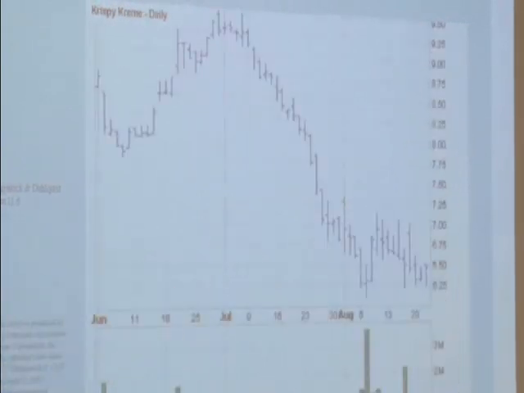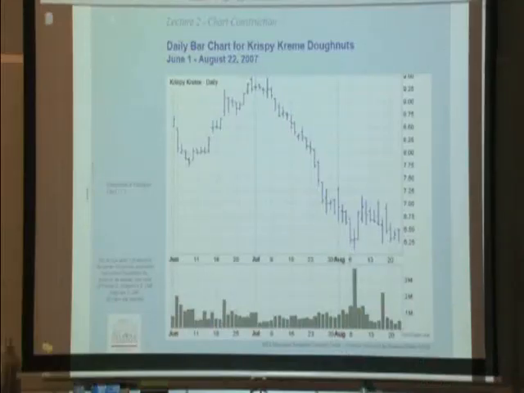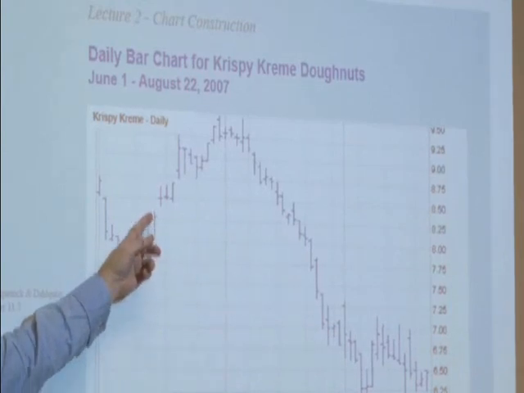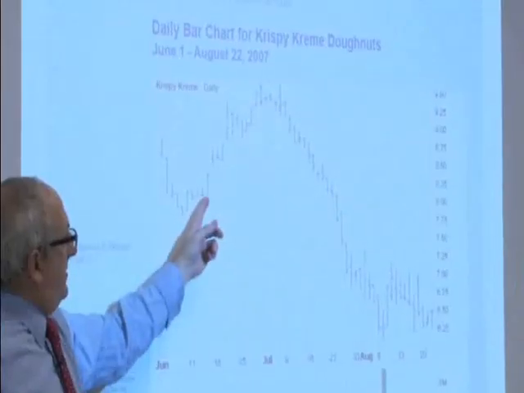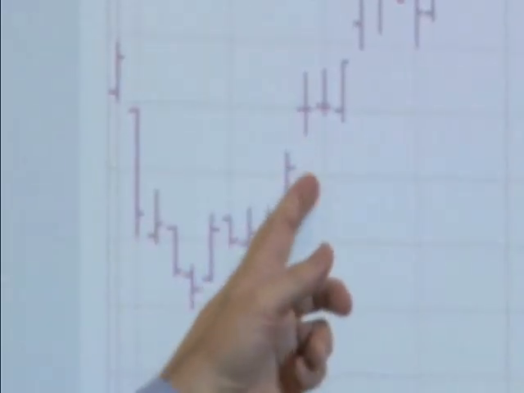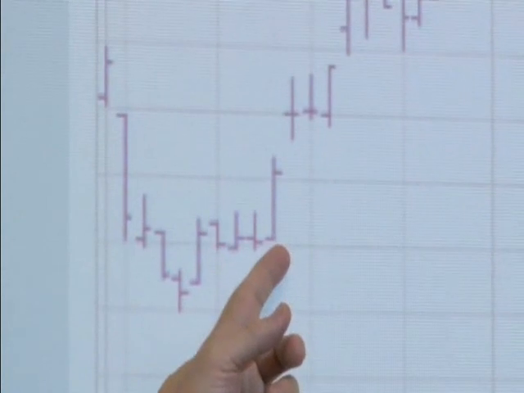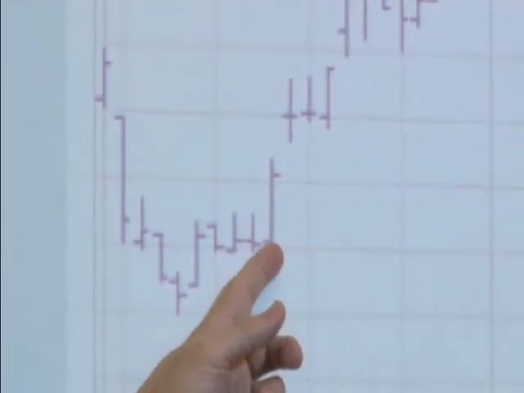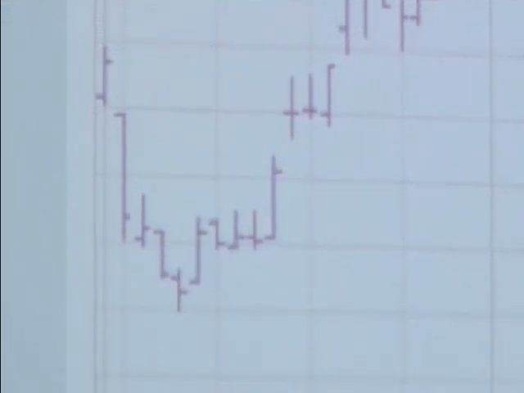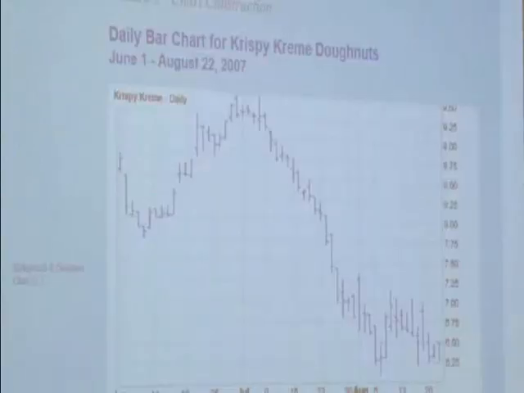The next one is the bar chart, and here we have 4 data points for each day. This again is a daily chart. The open and the close are the 2 little horizontal marks. The open sticks out to the left, the close sticks out to the right, and then you have the vertical bar, which connects the low for the day with the high for the day. The close here is exactly the same as the closing data in the line chart.